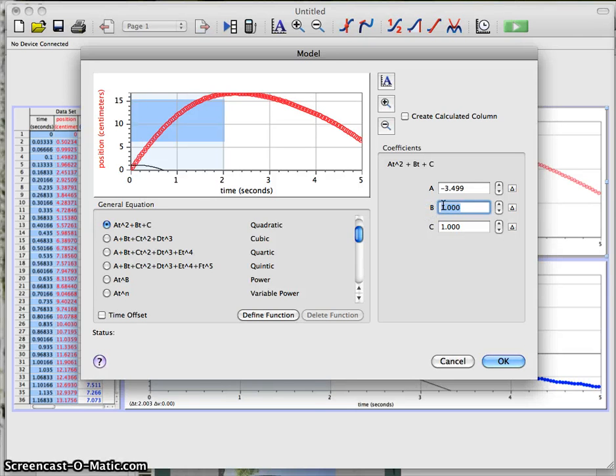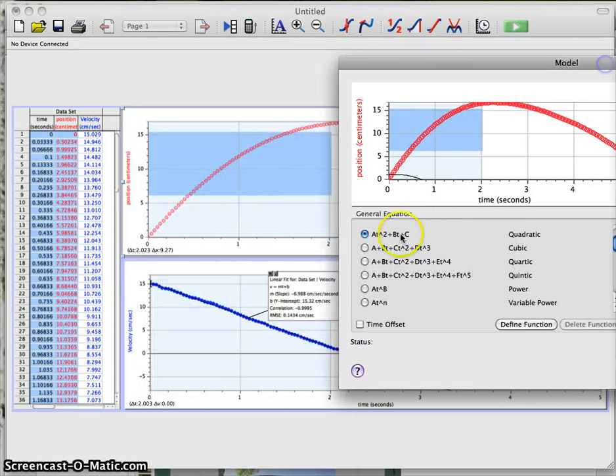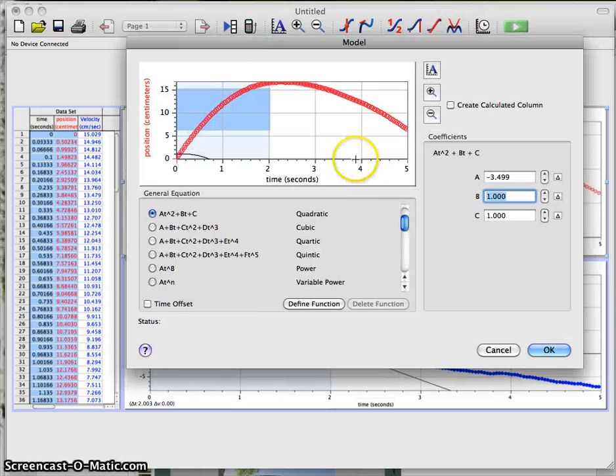My B term is going to be my initial velocity, which is 15.32 times t. My initial position was very close to 0, so that looks really good. Because I made my coordinate axis, I made my object start at 0 centimeters at 0 seconds. I put 0 right where I was starting with my video analysis. It looks like it came out really good because this curve matches my data really well.